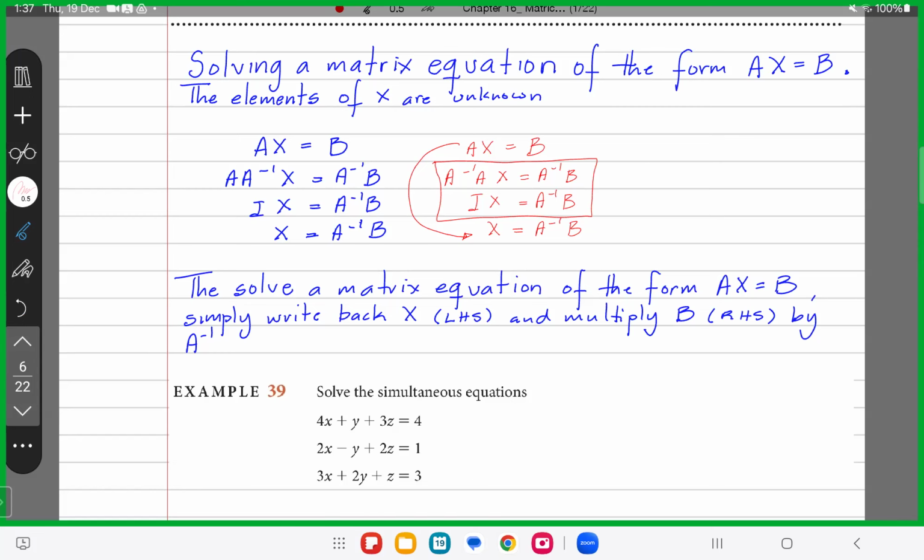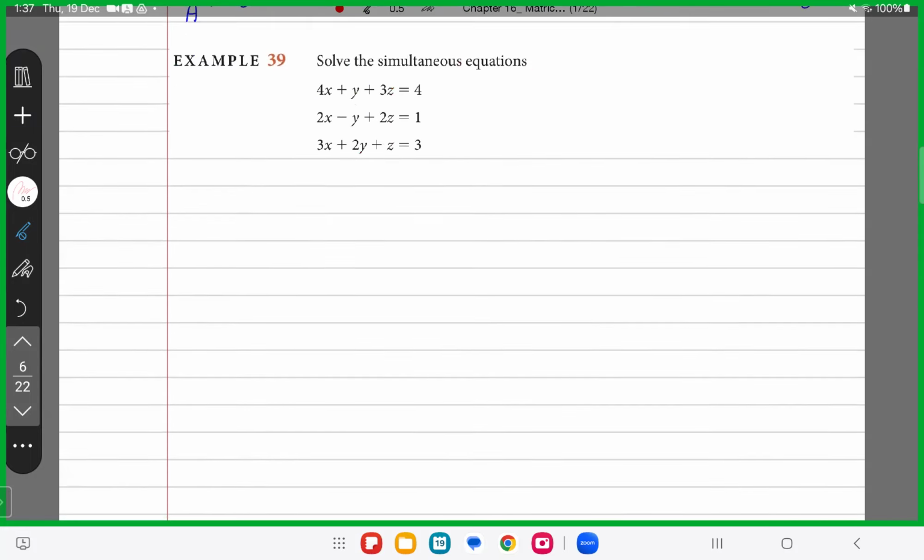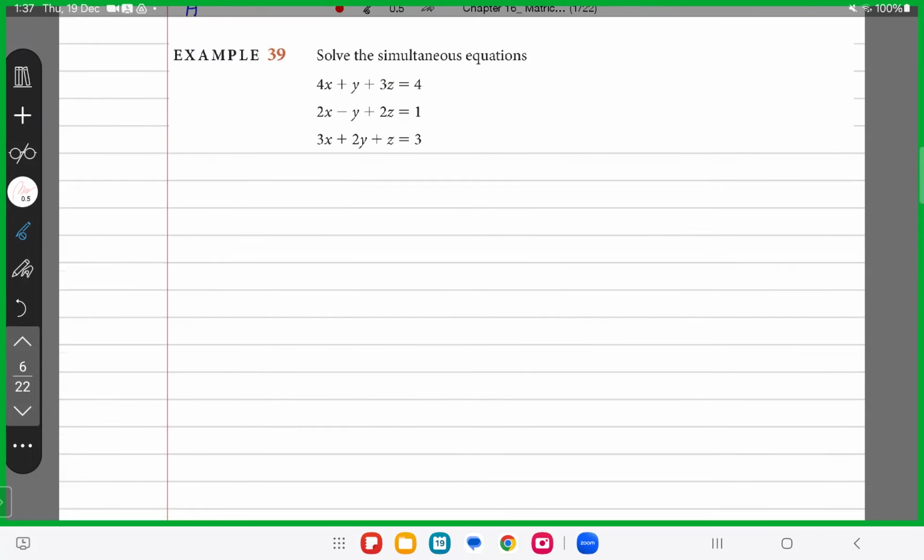All right, example 39. Example 39 deals with solving simultaneously a system of three equations in three unknowns. The first thing I'm going to do is write my simultaneous equations as a matrix equation.